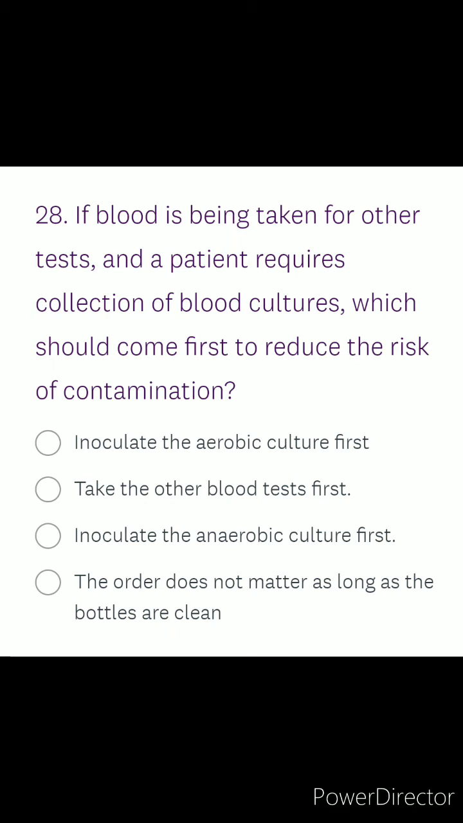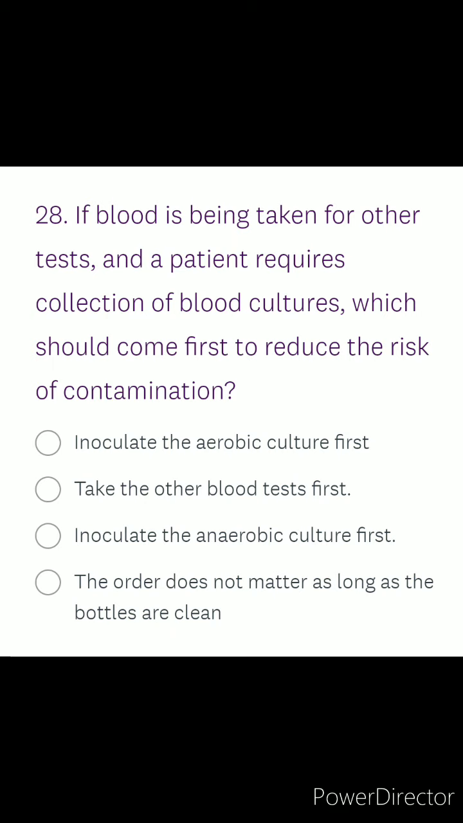Question number 28. If blood is being taken for other tests and a patient requires collection of blood cultures, which should come first to reduce the risk of contamination? Option A, inoculate the aerobic culture first. Option B, take the other blood tests first. Option C, inoculate the anaerobic culture first. Option D, the order does not matter as long as the bottles are clean. Option A, that is, inoculate the aerobic culture first, is the right answer.